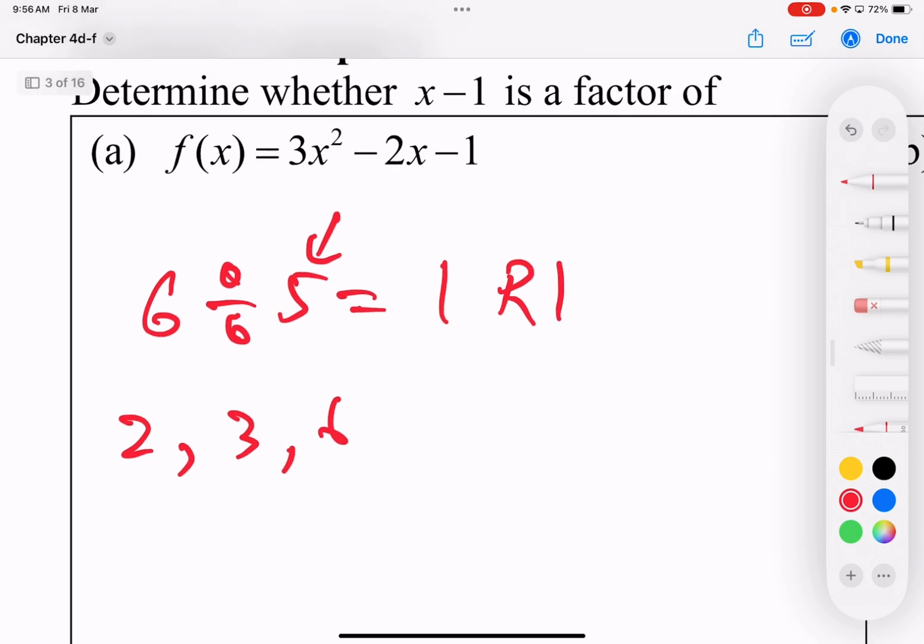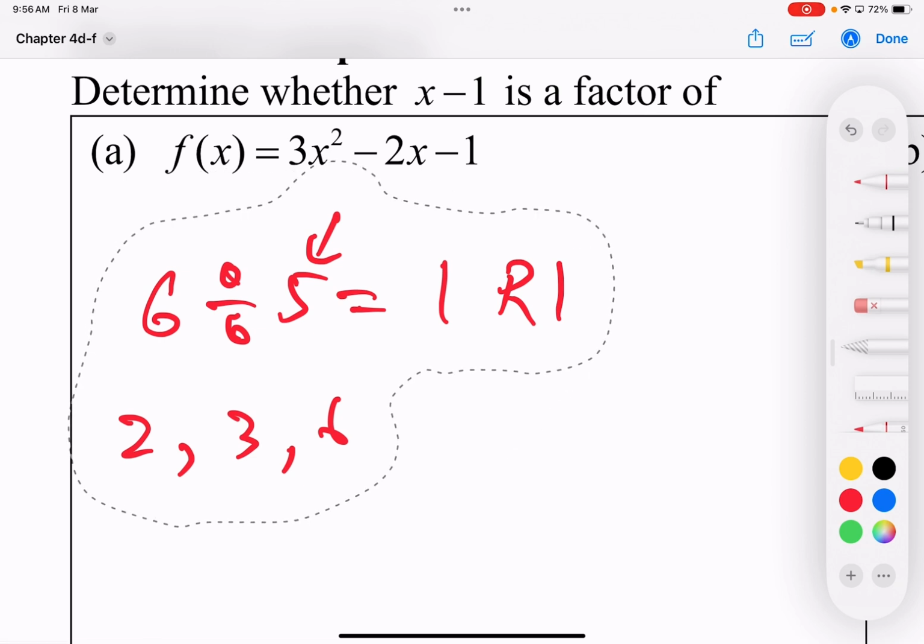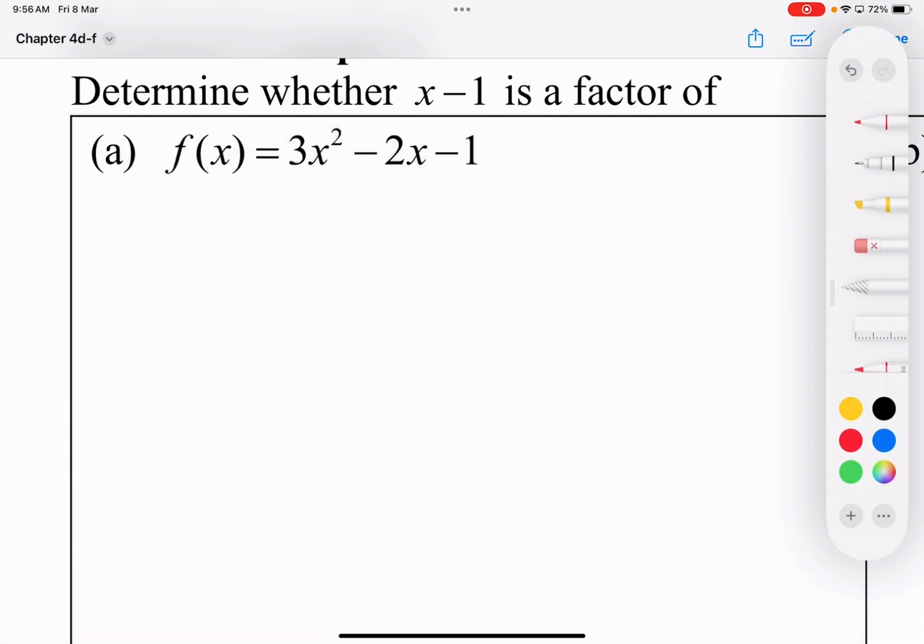Okay? So therefore, if you substitute a number inside the original function f(x), and if you get a remainder of 0, that means that is a factor. If your remainder is 0, it means that the divisor is actually a factor. Okay, so I hope you understand what this means, alright?